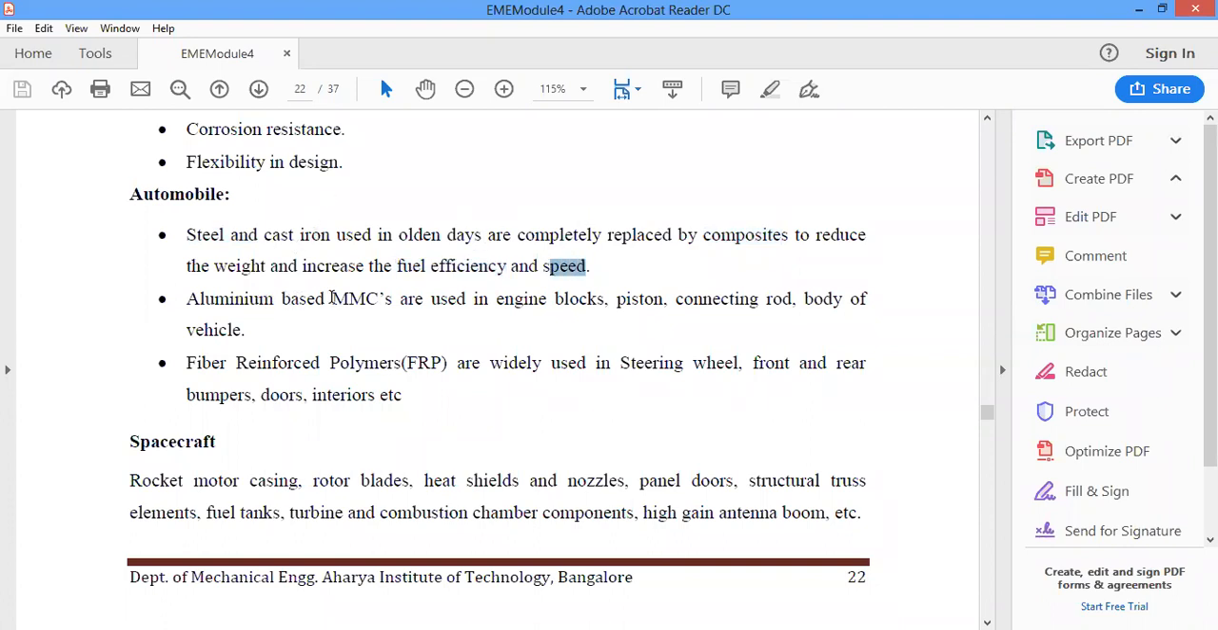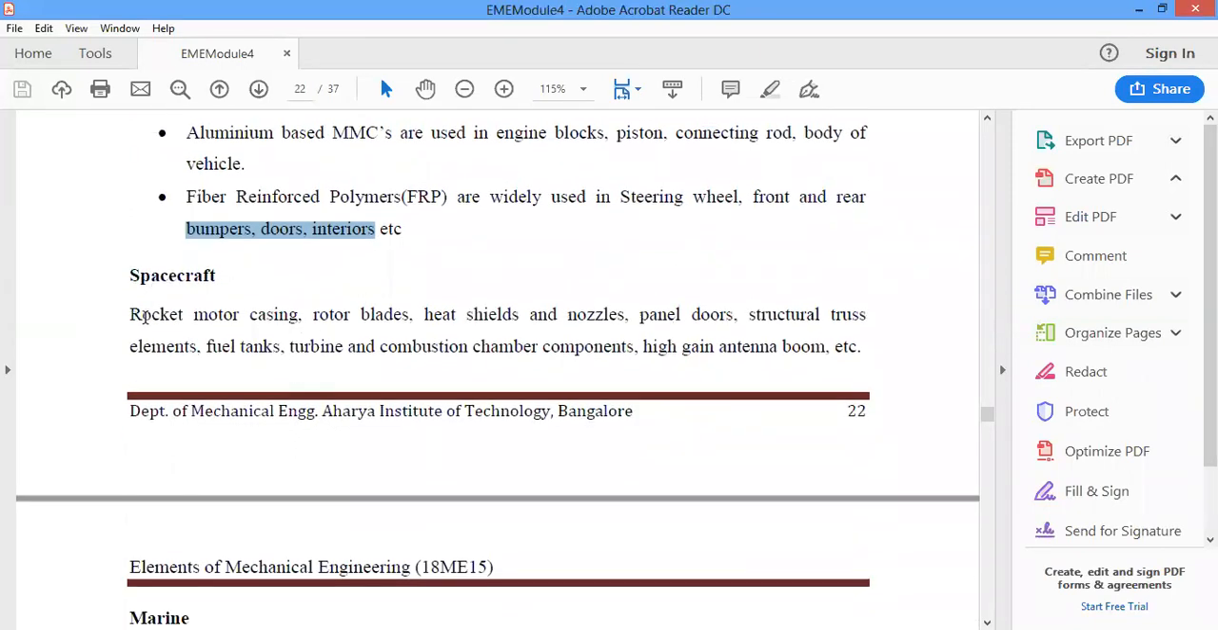So aluminum based metal matrix composites are used in engine blocks, pistons, connecting rods and all those things. That is why we see aluminum engines nowadays, right? So they are going to be light in weight, and thereby the engine pulling capacity is more because the dead weight of the vehicle has been reduced by making use of this. And similarly, fiber reinforced polymers are used widely in the steering wheel, front and rear bumpers, the doors and interiors and all those things.